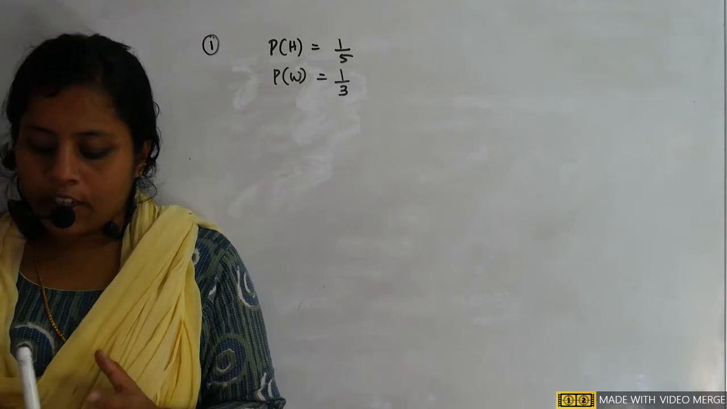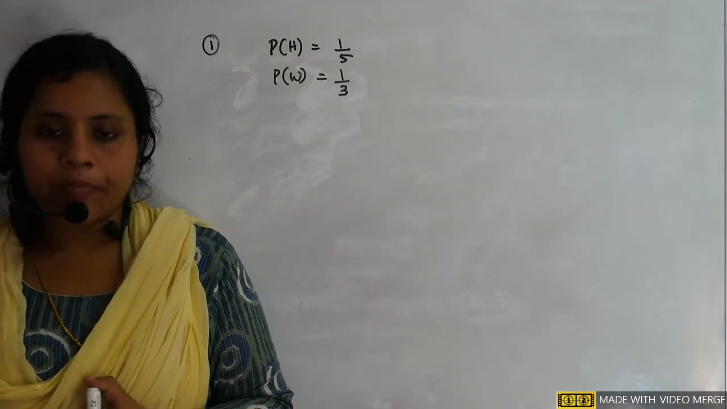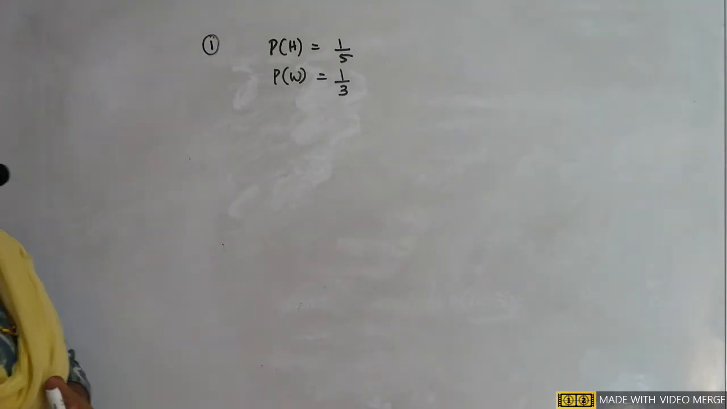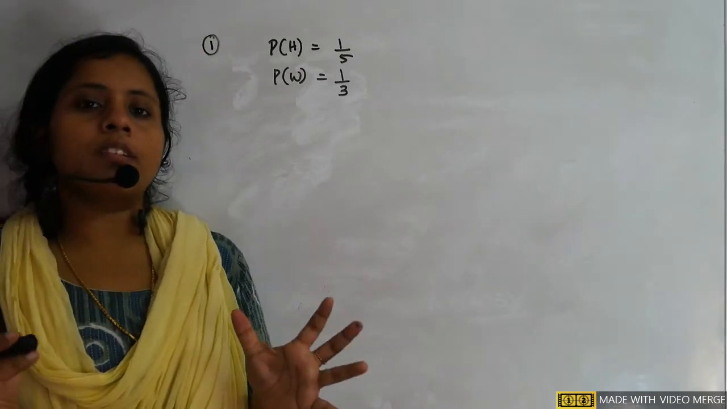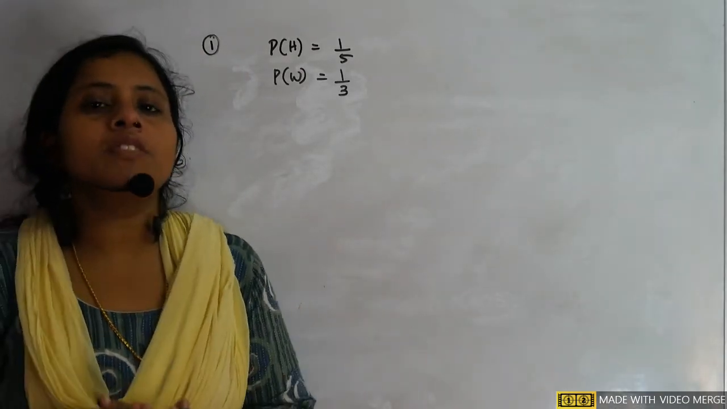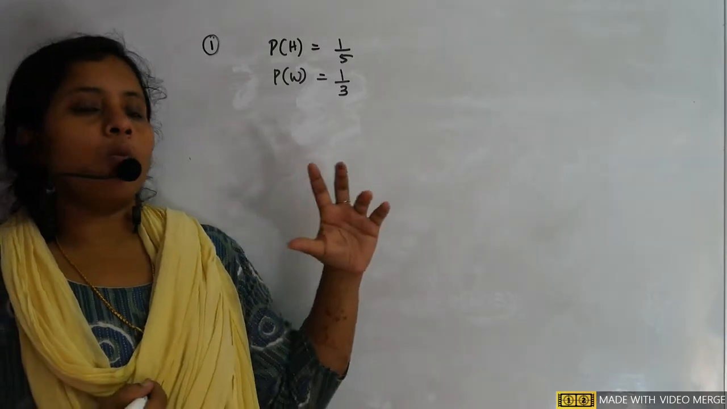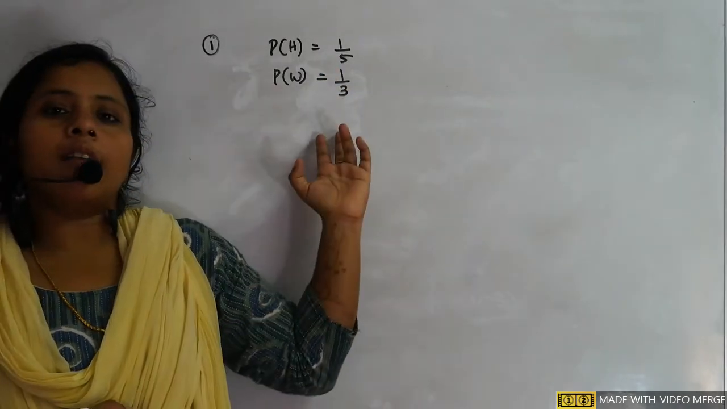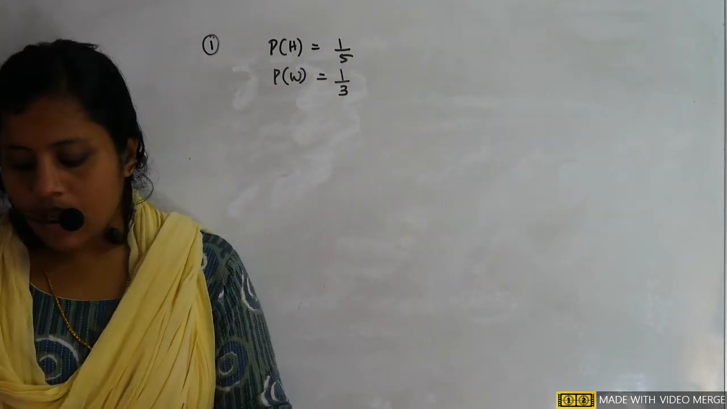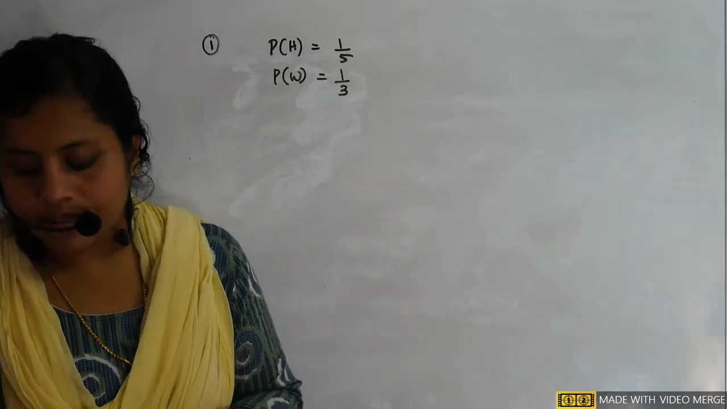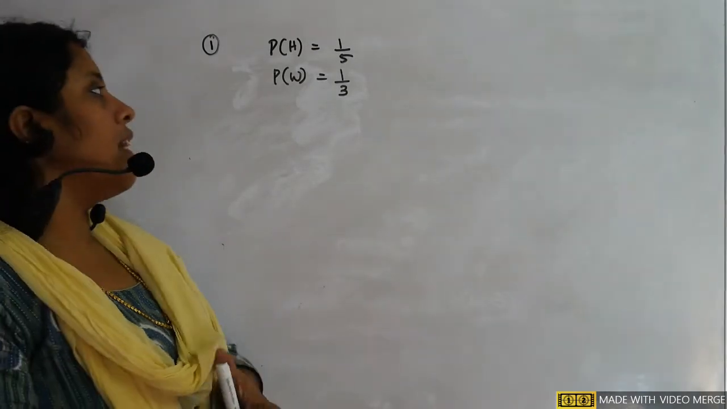What is the probability that only one of them will be selected? So what is the question? A husband and wife are going for the same post. Husband selection is 1 by 5 and wife selection is 1 by 3. Now what is the probability that only one gets selected? So how can we write this?